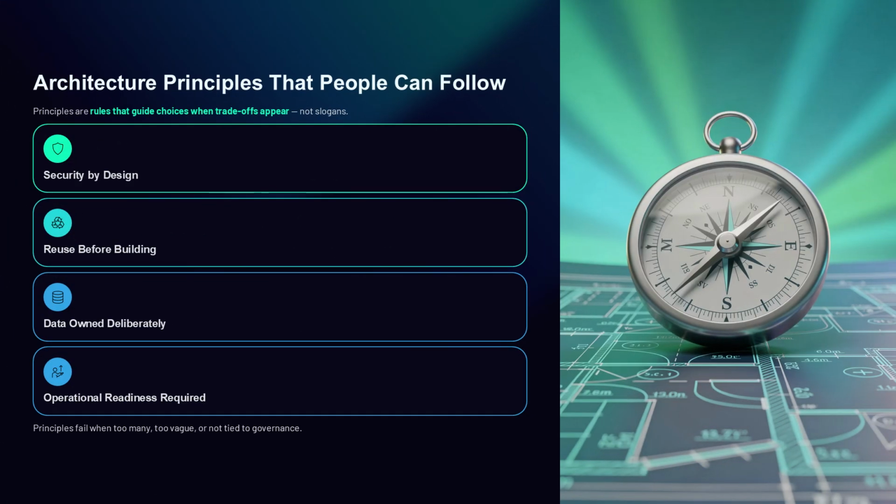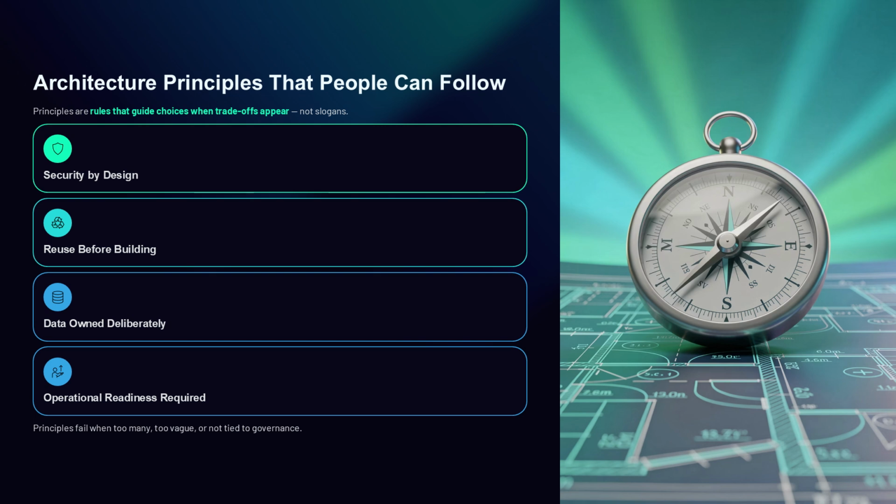Now that scope is set, you need principles because principles are the simplest tool for consistent decision making at scale. Principles are not slogans, they are rules that guide choices when trade-offs appear. A strong principle tells teams what matters most and what must be protected, even under delivery pressure. For example, you might set principles such as security by design, reuse before building new platforms, data is owned and managed deliberately, and operational readiness is a release requirement.